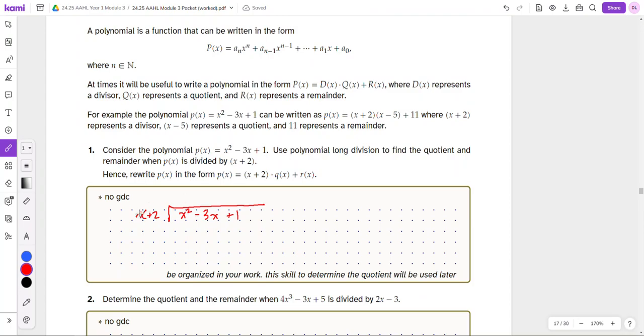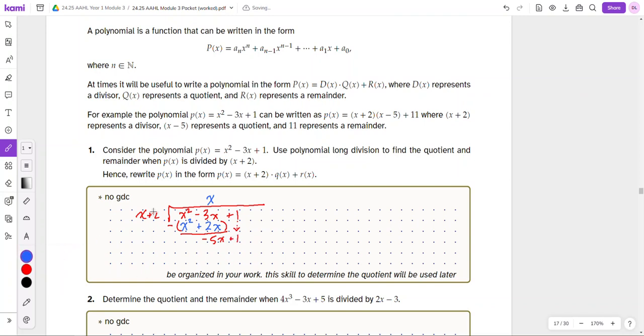So we look at our x and we say, x times what will get me x squared? And I should recognize that x times x should get me x squared. So x times x is x squared. X times 2 is going to be a positive 2x. And then in our division algorithm, we're going to be subtracting. So x squared minus x squared is 0. Negative 3x minus positive 2x is negative 5x. And let's bring down that positive 1.